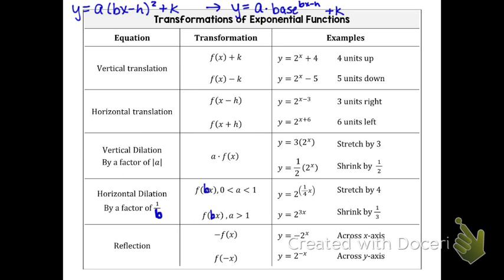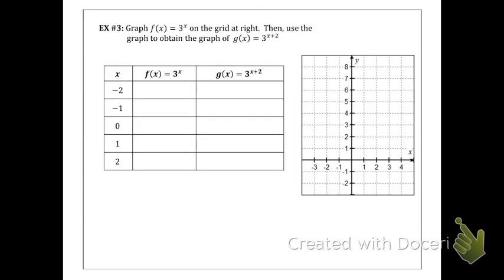And then we have the reflection. If the negative is out in front, it's across the x-axis, and if it's inside with x, it's a reflection across the y-axis. So nothing new except how it's going to look, but that's just because it's an exponential function.